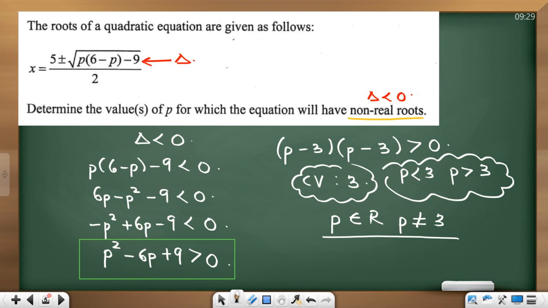All right, guys. So we are saying determine the values of P for which this thing will have non-real roots. The values of P would be any value apart from 3. What happens when we substitute? Please look at that equation, x equals 5 plus or minus, all of those. Please substitute P as 3 and tell me what you get. In that equation, substitute P as 3 and tell me what you get.